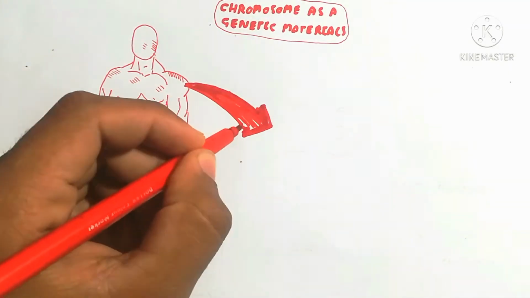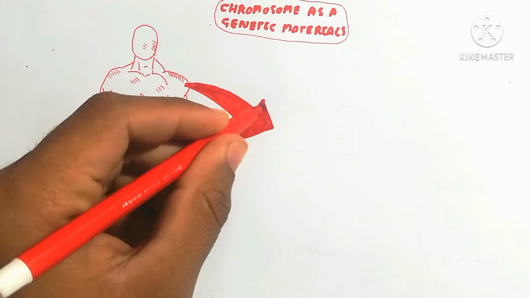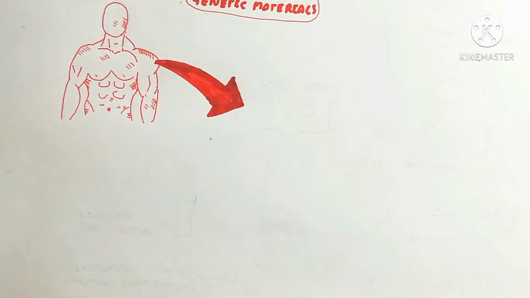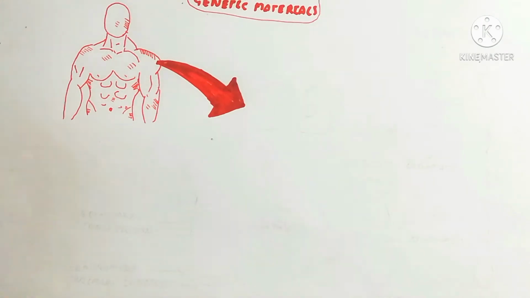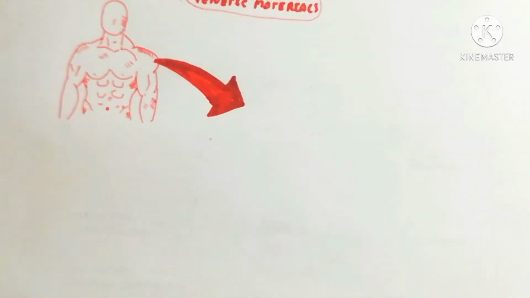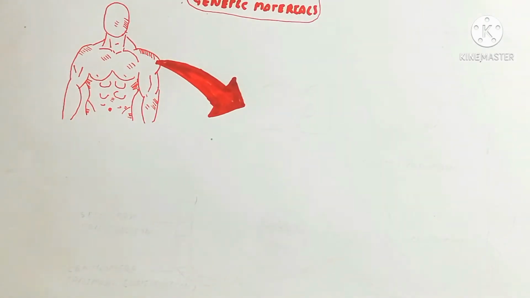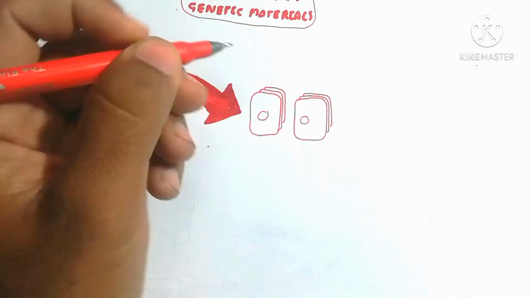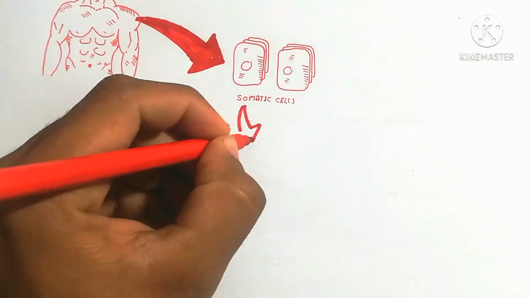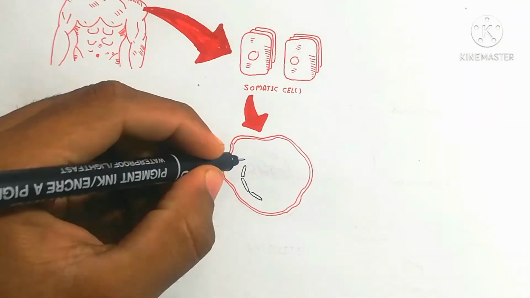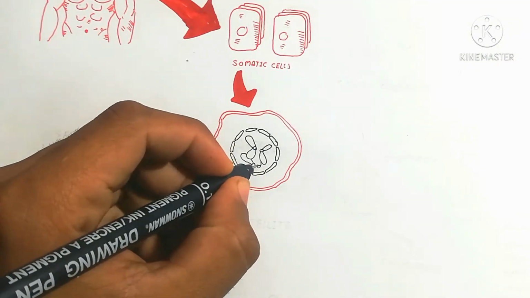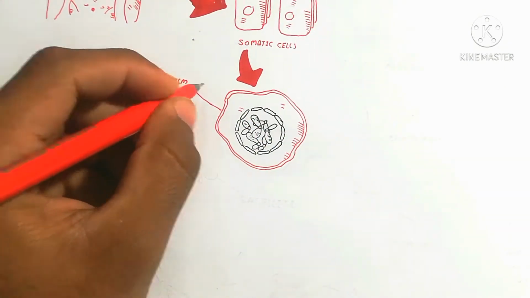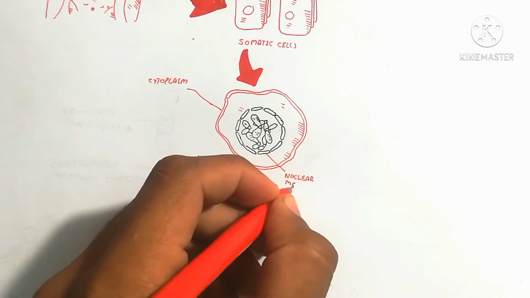So today we will talk about the chromosome as a genetic material. A little bit of information about the chromosome. The chromosome is in the body, which contains cells. The cell contains a nucleus, one nucleus in each cell. The nucleus contains DNA in the form of chromosomes when the nucleus or cell is going to divide.